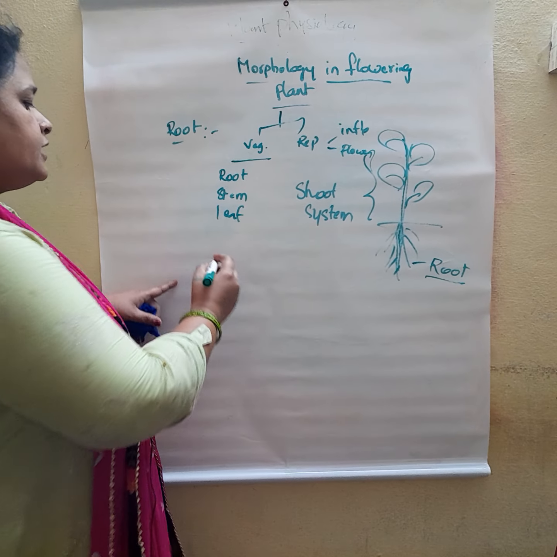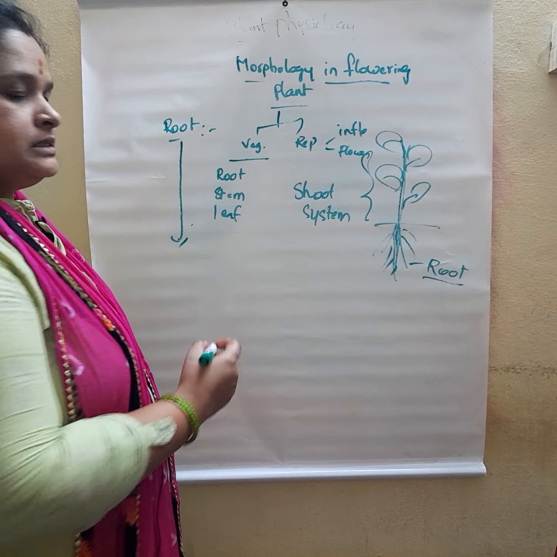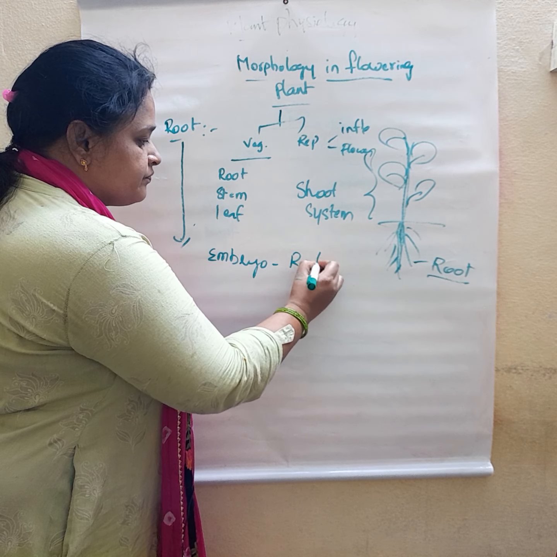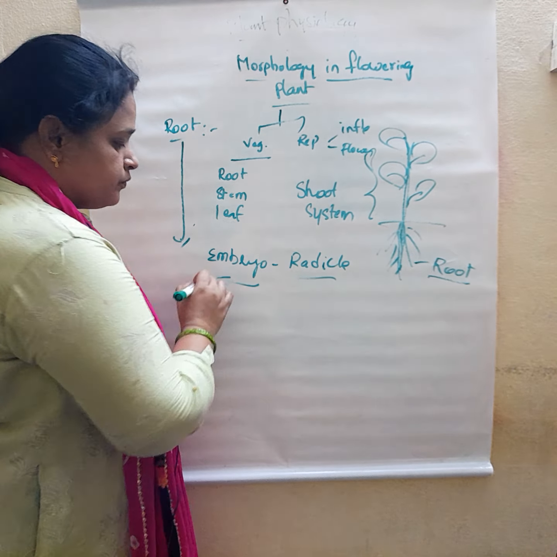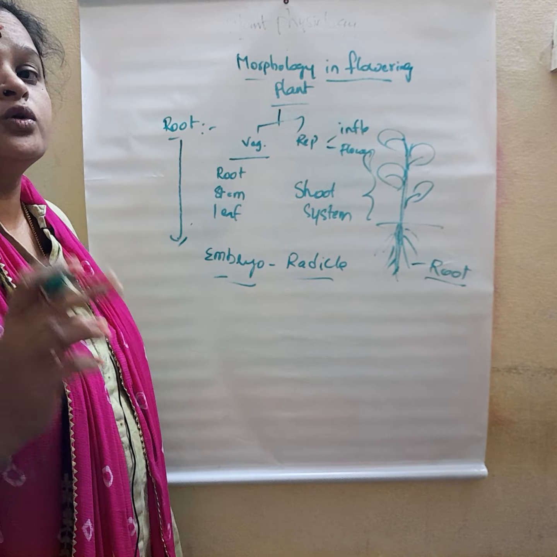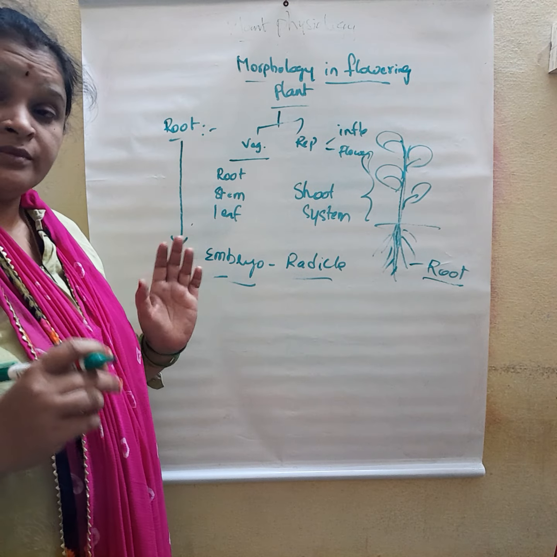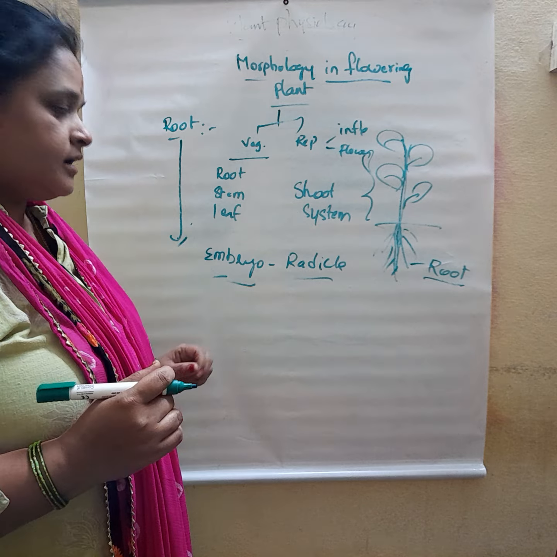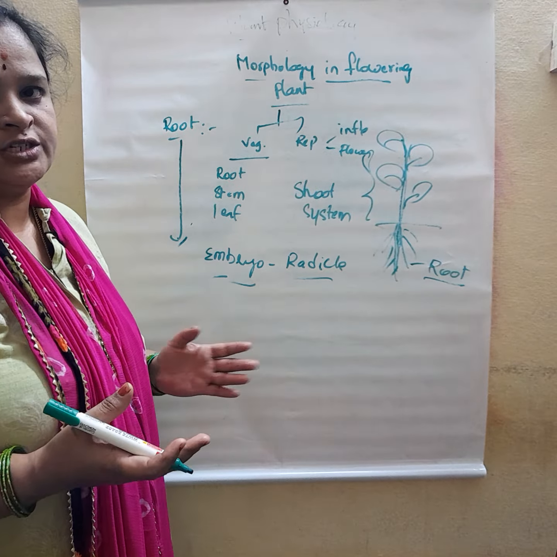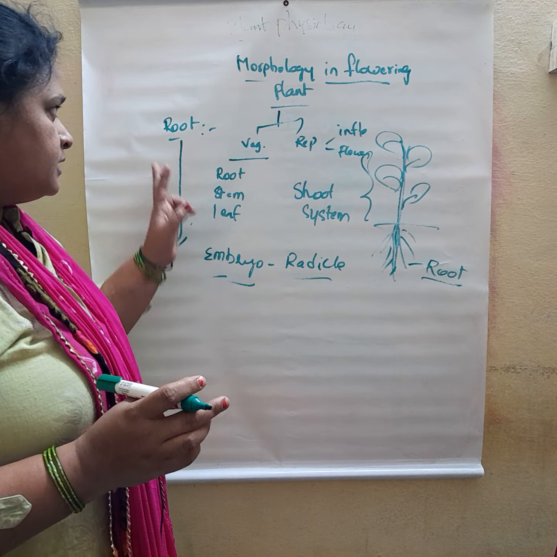Now we will see from which part the root arises. Root arises from the radicle of the embryo. Which part of the embryo does the root arise from? From the radicle. Actually, what is an embryo? Embryo is the first product of fertilization. So from the radicle the root arises.